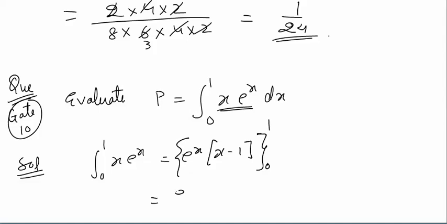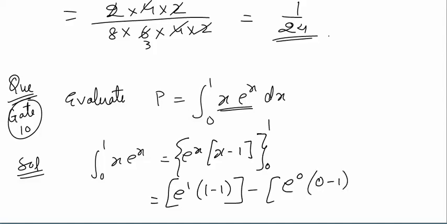So when I put 1, e raised to 1 into (1 minus 1), minus, when I put 0, it is e raised to 0 into (0 minus 1). So this part is not going to give you anything. This will become 0 minus minus 1. So ultimately it will become 1. That's your answer. Clear? That is how to solve these kinds of problems.